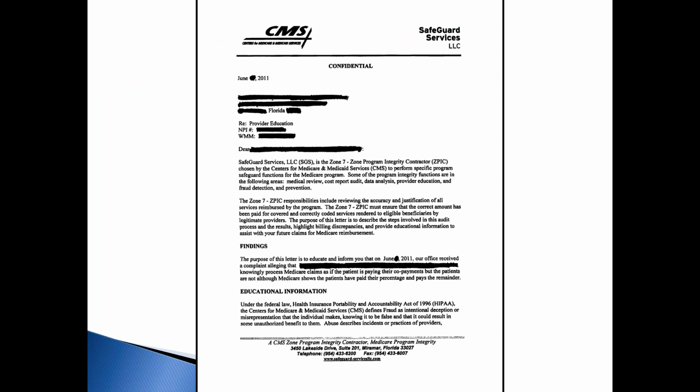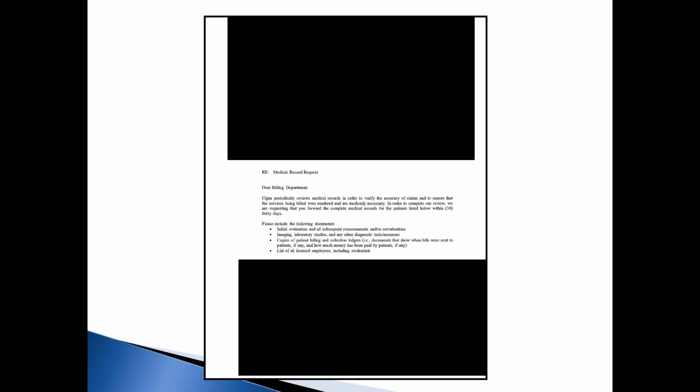Here's a letter that a doctor received from Medicare. It says, the purpose of this letter is to inform you that our office received a complaint. Who filed a complaint against this doctor? Who did it? Was it a disgruntled staff member? Was it an unhappy patient? Was it a jealous doctor down the street? Somebody filed a complaint against this doctor. It says our office received a complaint alleging that you knowingly process Medicare claims as if the patient is paying their copays, but the patients are not. That'll get your attention.